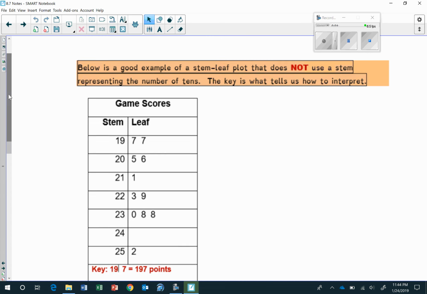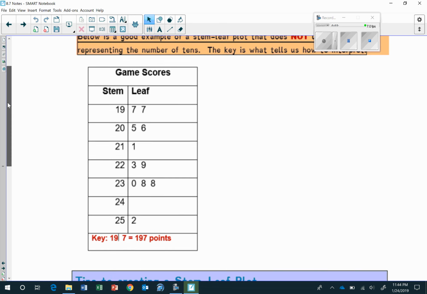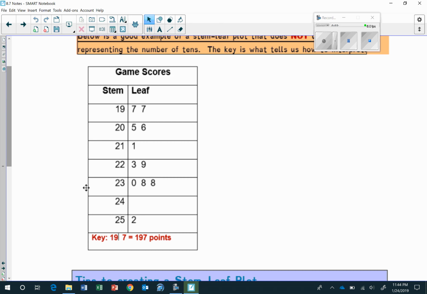Now in that first example, we were working with numbers like 47, 50, so just tens and ones place. If you look down here, we've got an example where there's more than one number in the stem. So if you look down here at our key, it says 19 line 7 equals 197 points. Our leaf is always just the ones digit. We cannot have more than one digit in the leaf. Our stem can have as many as we want.